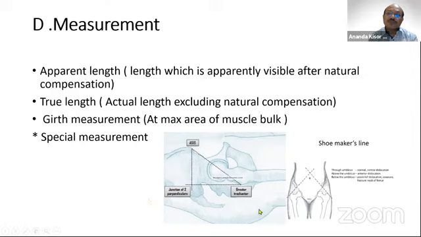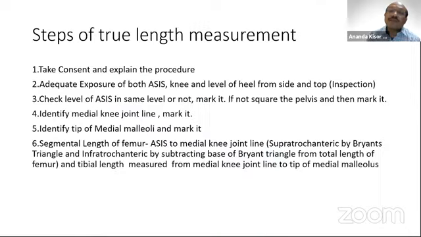But Nelaton's line is most important for bilateral hip disease, where we can easily compare, because both the points, the ASIS and the greater trochanter, are not related to the hip. Whereas Bryant's triangle is not reliable for bilateral cases as compared to Nelaton's line, because one point is on the affected part of the bone. So Nelaton's line is more reliable than Bryant's triangle in case of bilateral affection.